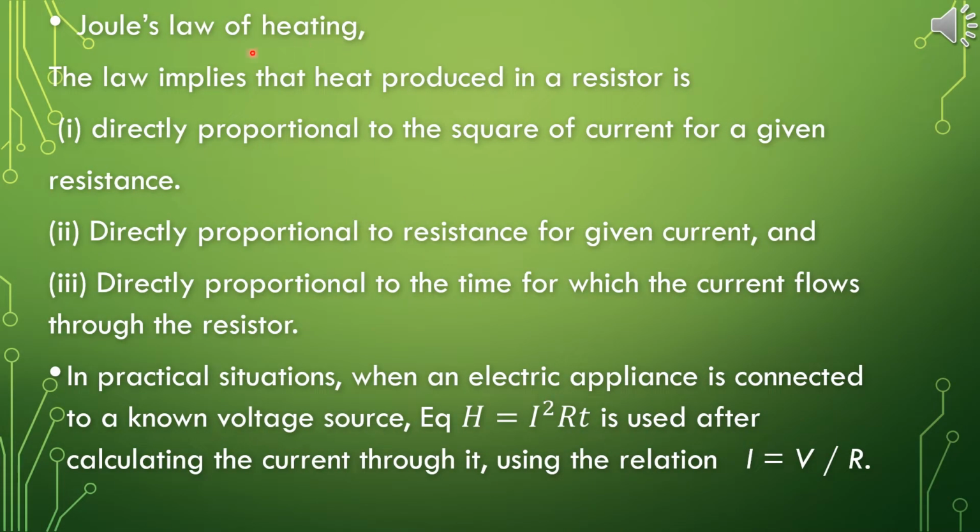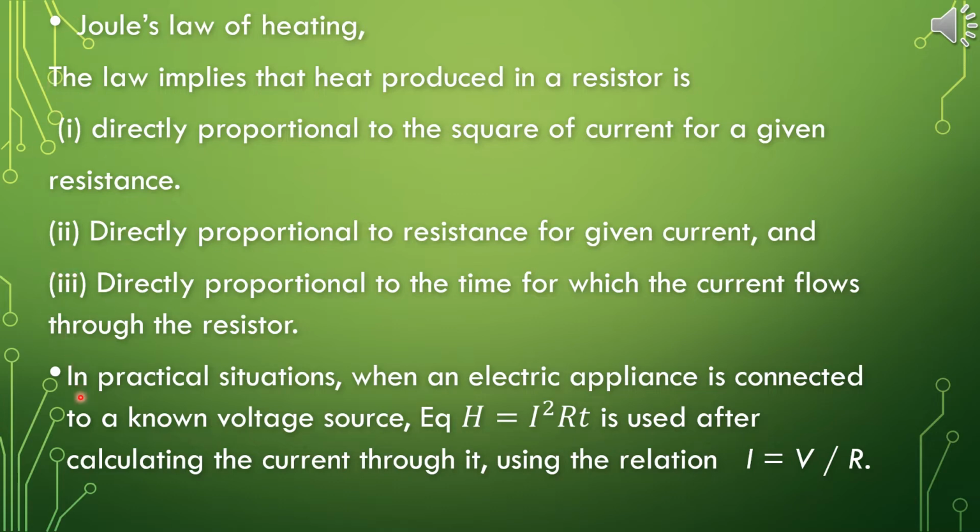According to the definition, the law implies that heat produced in a resistor is directly proportional to the square of the current for a given resistance, directly proportional to the resistance for the given current, and directly proportional to the time for which the current flows through the resistor. Children, remember the definition of Joule's law of heating, you must write all the 3 points as it is.